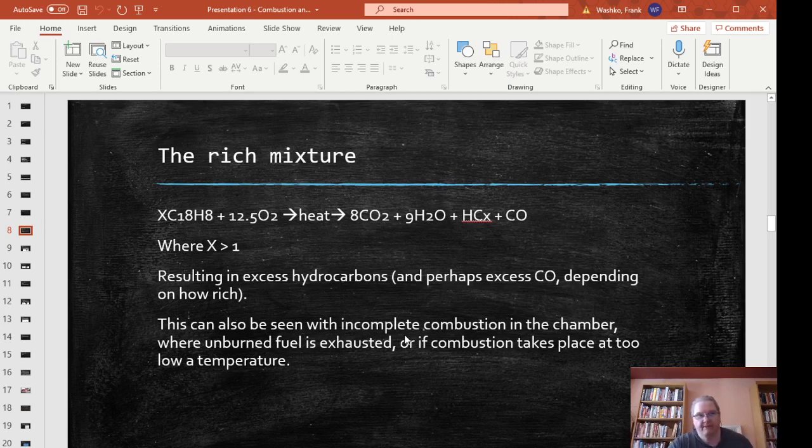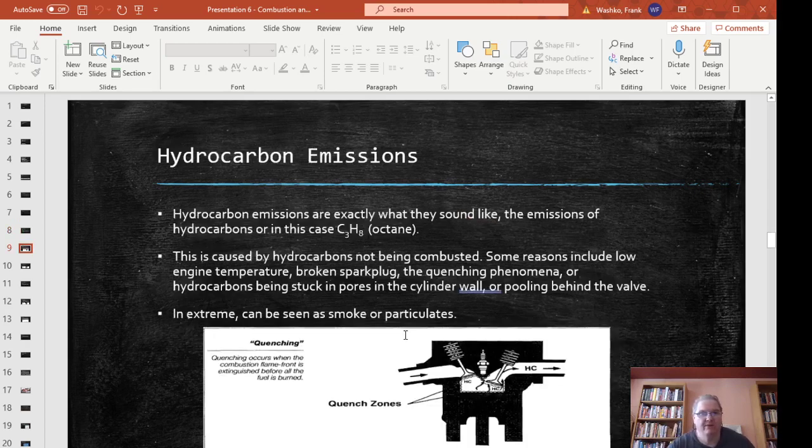So you can see these emissions of unburned hydrocarbons and carbon monoxide if you have a rich mixture, or if you have unburned hydrocarbons in the chamber due to either a poor combustion chamber design or too low a temperature when it burns, such that it doesn't all burn. If you have hydrocarbon emissions, those go out the exhaust valve and out the exhaust into the atmosphere. This is a controlled gas under the emission standards, and you can't do that.